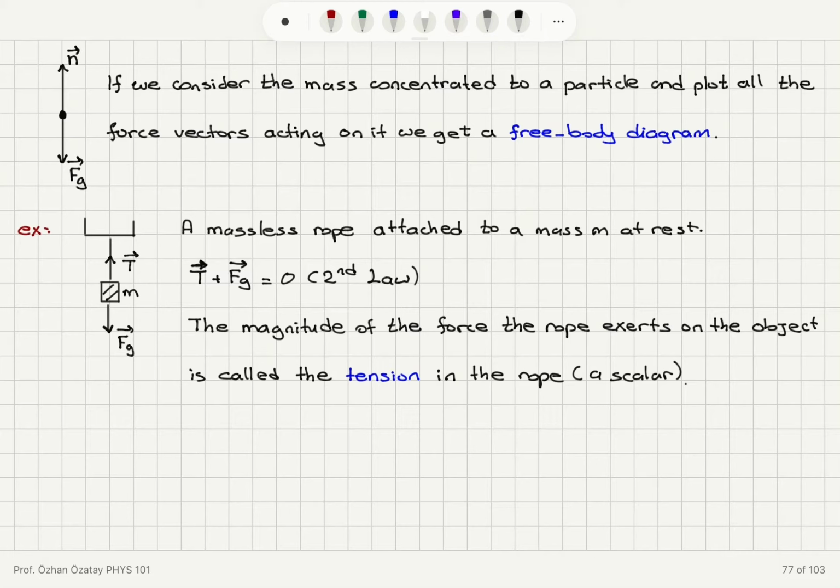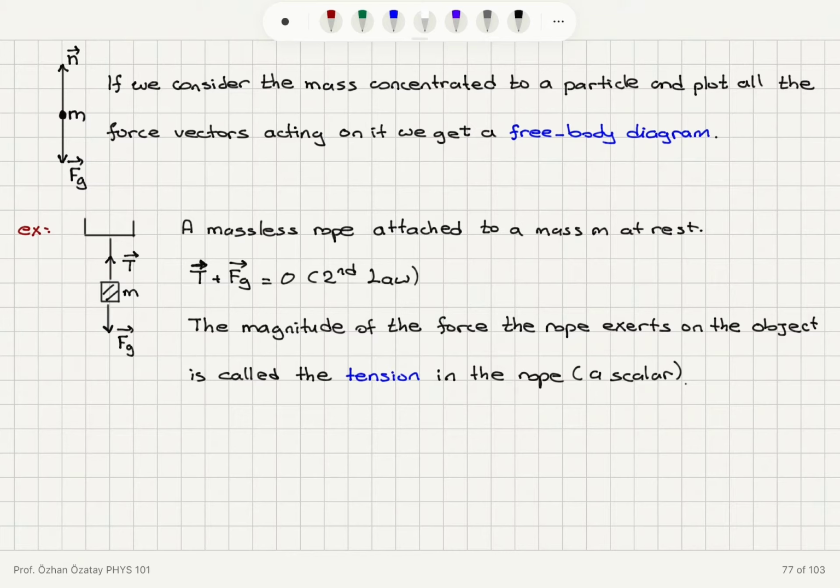So a free body diagram is obtained by modeling the object as a concentrated mass to a certain point. So this has a mass m, and by plotting all the forces acting on the object, we obtain this diagram.